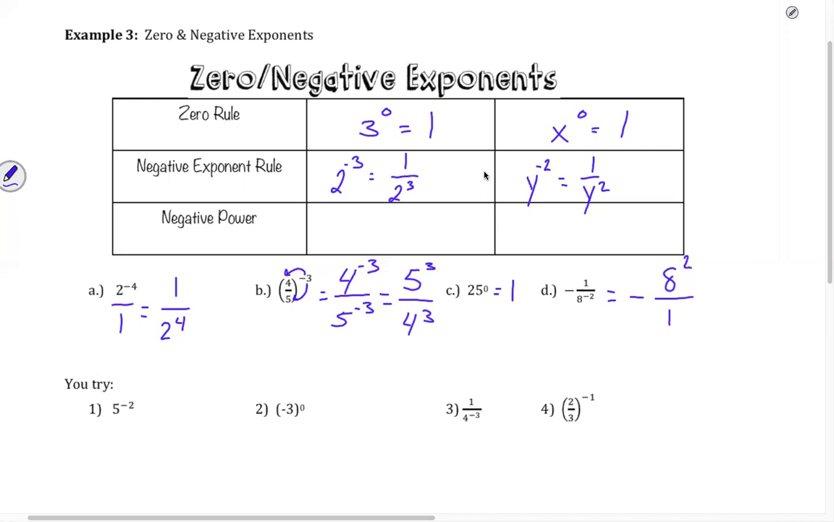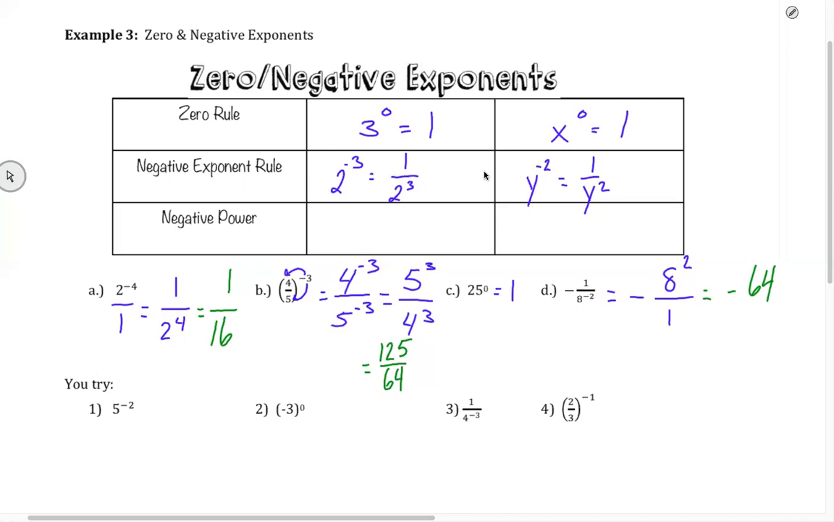What was that? Evaluate? Great question. Carolina asks, would I evaluate? It really depends on the directions. If the directions say evaluate, I have to change each of these. So if I'm evaluating, this would become 1 over, what is that, 16. This would be 125 over 64. That's already evaluated. This would become negative 64. That's me evaluating. If the directions say simplify, all that blue work is perfectly fine. Kaylin, you okay with that?